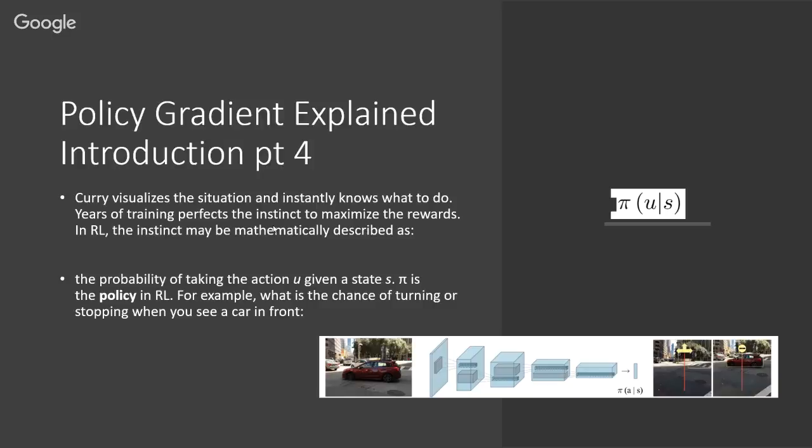In RL, the instinct may be mathematically described as the policy giving the action given the state: the probability of taking the action given the state. The policy is denoted pi in RL. For example, what is the chance of turning or stopping when you see a car? So that's the action given the state. Given a car, what would you do?